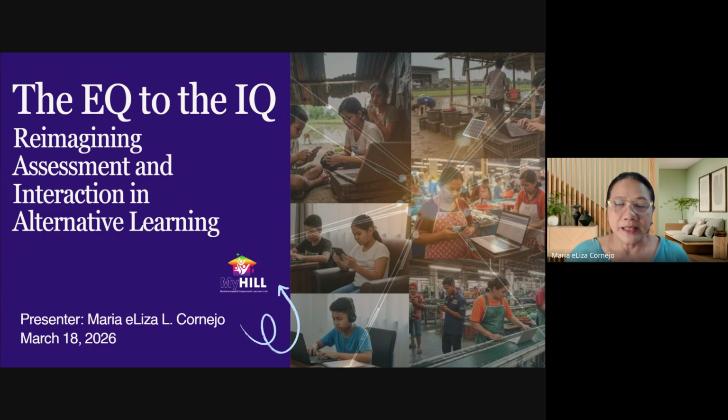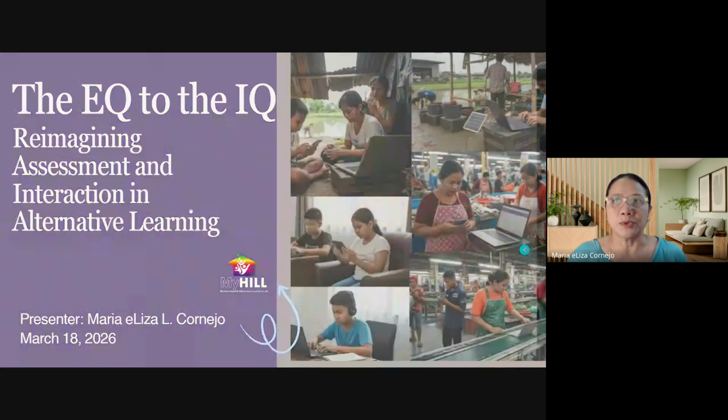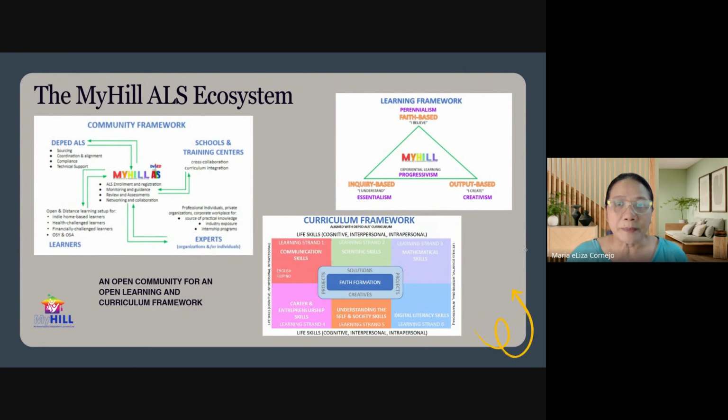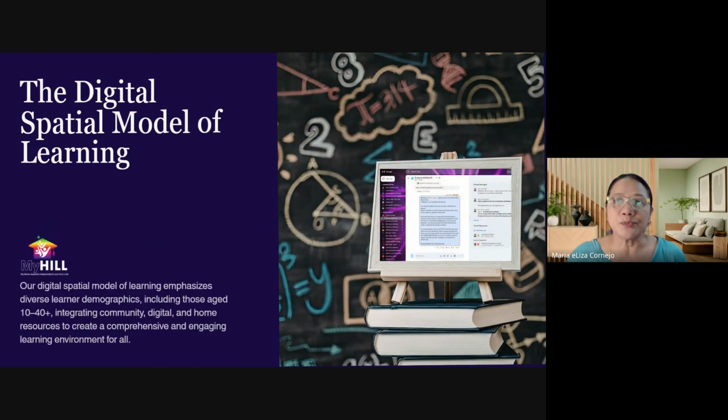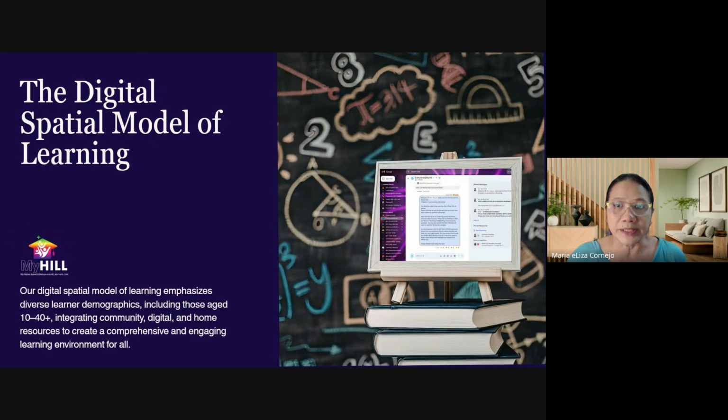MyHill ALS is not a traditional formal school. It is a digital spatial model of learning landscapes. We serve a diverse group of self-directed learners, from out-of-school youth to working adults to home-based young learners, all of which we can describe as alternative learners. Our challenge is to move away from compliance-based schooling toward a system that values the learner's prior experience and learning through making meaning.